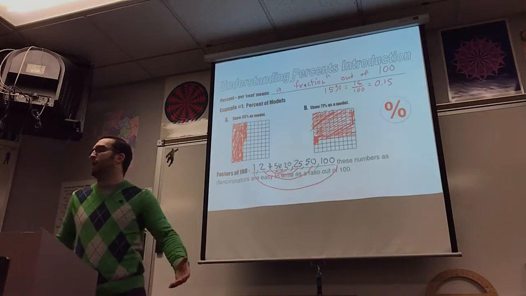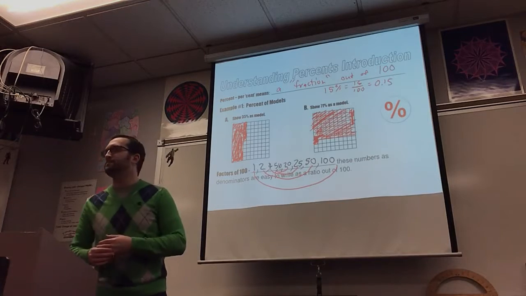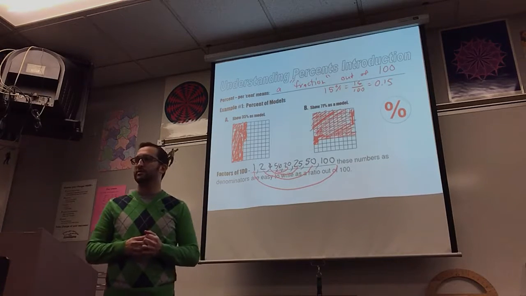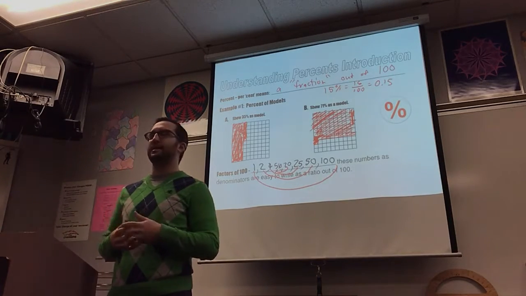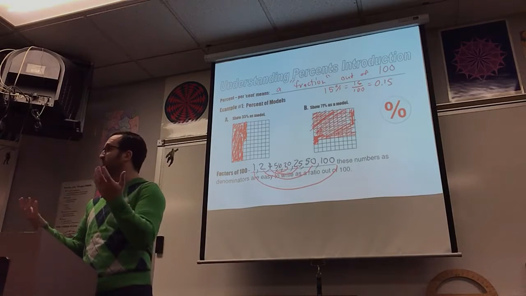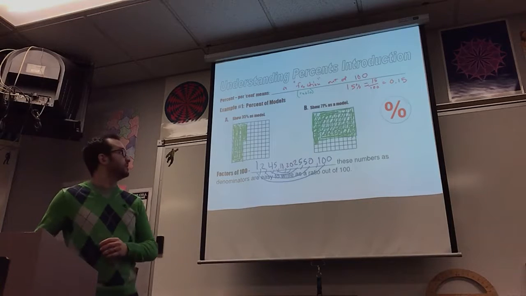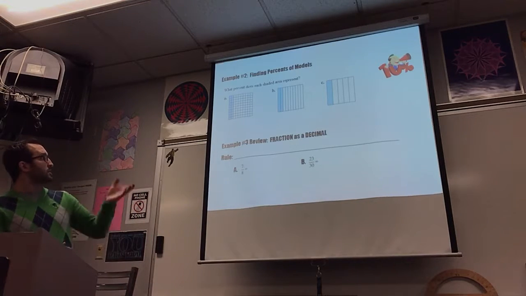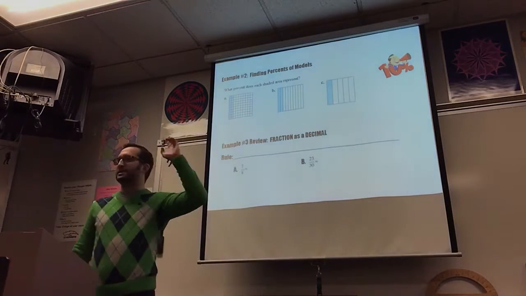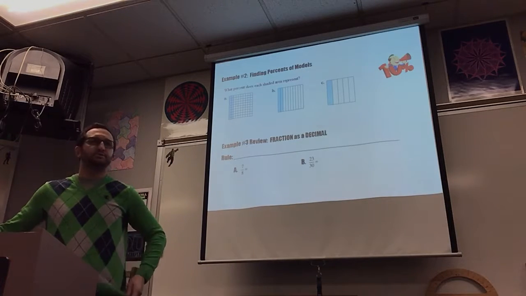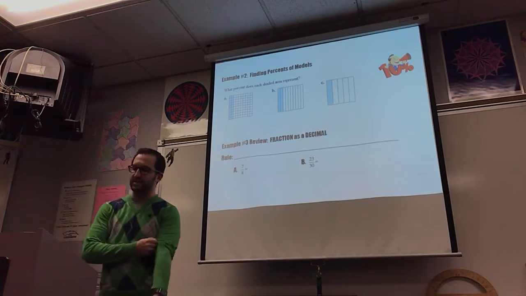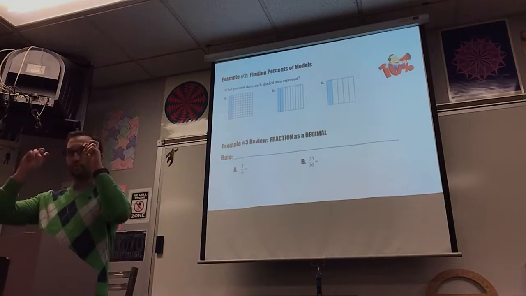So if I'm like, all right, what percent is 4 out of 10? Well, what can I multiply the top and bottom by to get it to be 100, because it's a fraction out of 100. So that's what we're going to be doing next. We're going to write fractions as decimals, decimals as fractions, fractions as percents, percents as decimals, etc. Lots of different examples, lots of different rules.